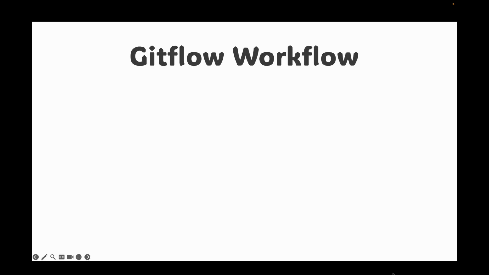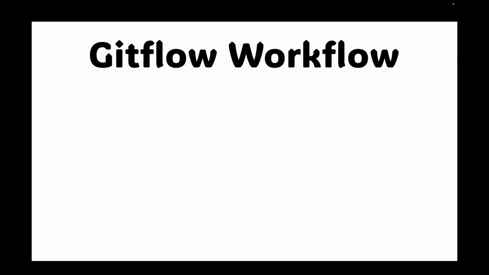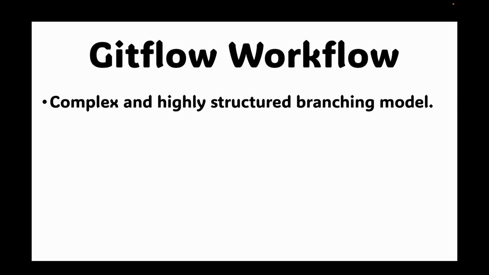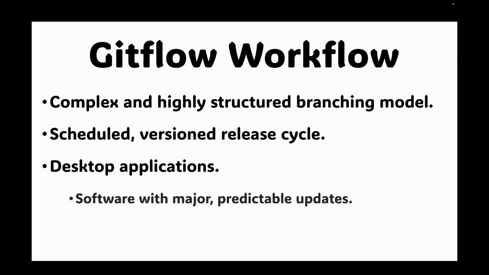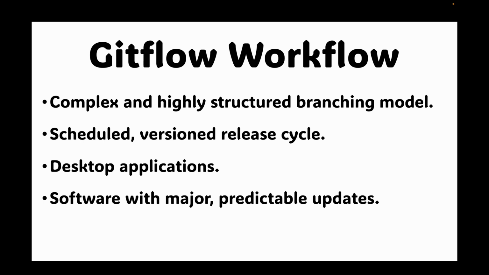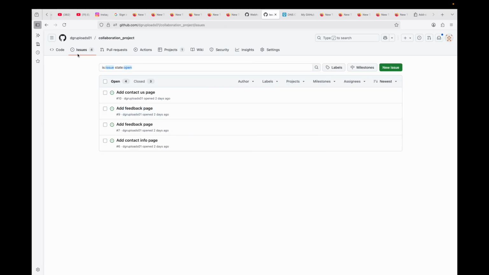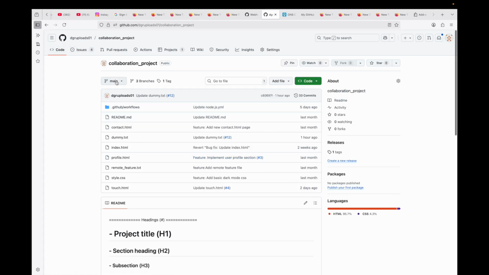So let's first start off with the Git Flow workflow, which is the structured approach. Git Flow is a complex and highly structured branching model. This is best suited for projects that have a scheduled version release cycle, like a desktop application or software with major predictable updates. Now, how does this work? Git Flow defines 5 specific types of branches to manage a project's lifecycle.